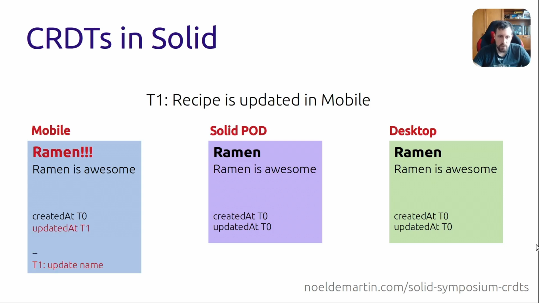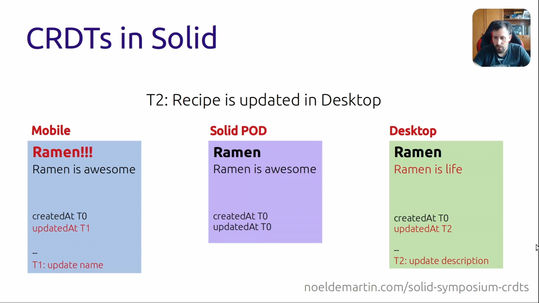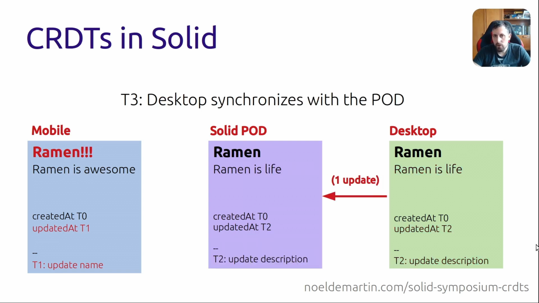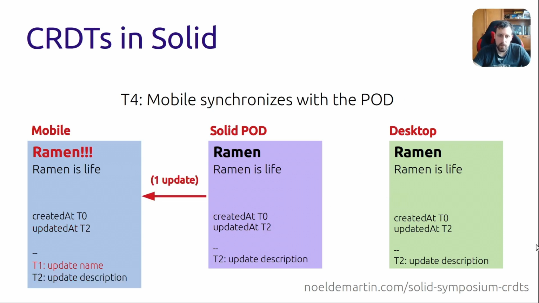So the first time something changes is the name in the mobile device, and this time, besides changing the data of the recipe, we also create a new operation, in this case an operation that would update the name property. Later on in your desktop device you do the same, and when you synchronize the data with the pod, you also push the operations, not just the changes to the recipe. That way, when the data is pulled from the mobile device, we would get the new operations and we can reconstruct everything from scratch, and thus we would have the latest state of the application without any conflicts.